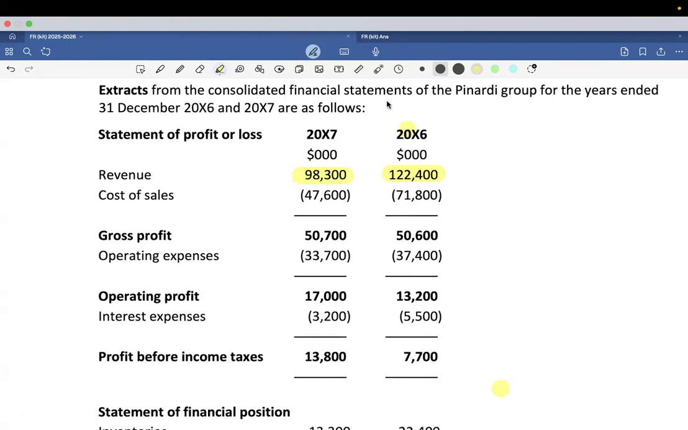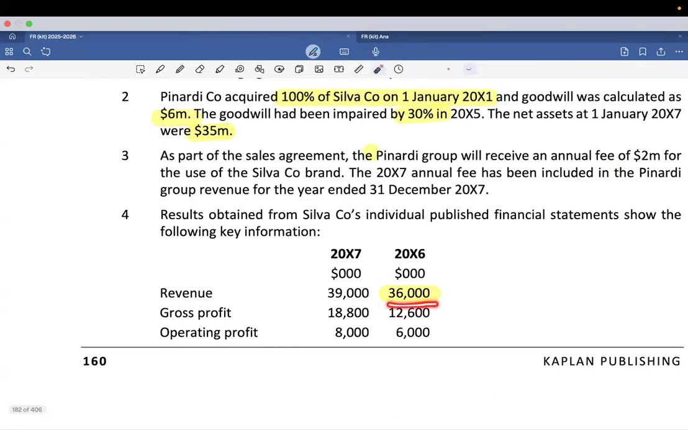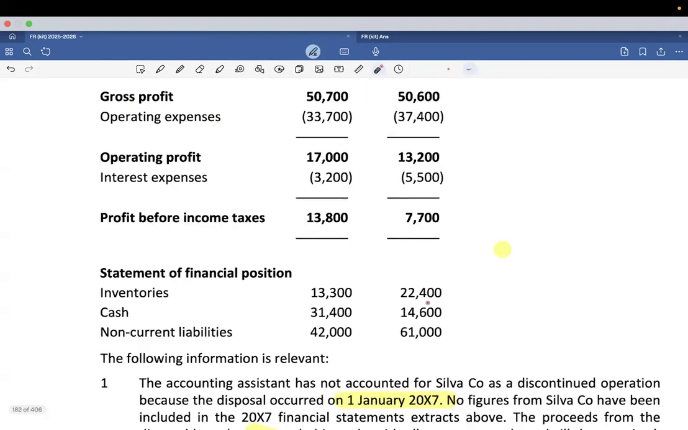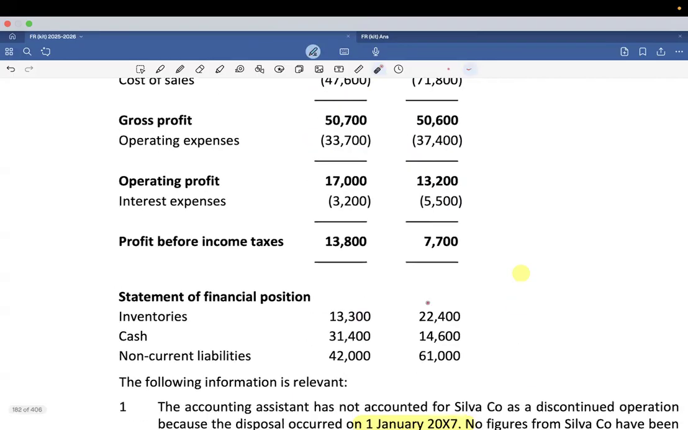Okay. So they have given you the 2006 figure of Pinardi Group, and the 2007 as well. They've also given you the 36,000 of Silva Company. Understood? So if you deduct 36,000 from 122,400, how much do you get? 86,400.